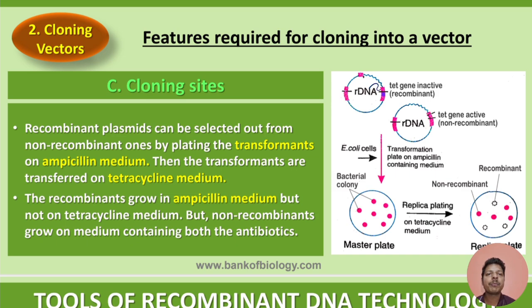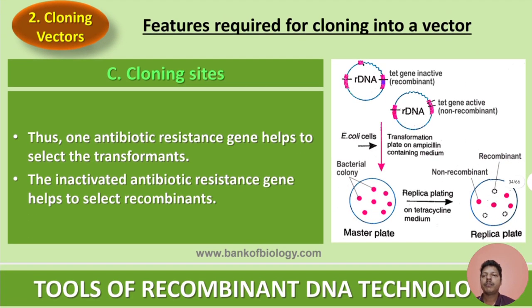Here you can see in this diagram, it is the recombinant DNA, tetracycline gene inactive, and here the tetracycline gene is active. It is non-recombinant. E. coli cells, we plate the transformation on ampicillin-containing medium. Bacterial colonies are formed, it is the master plate, and replica plating on tetracycline medium. Here recombinant and non-recombinant are there. Thus one antibiotic resistance gene helps to select the transformant. The inactivated antibiotic resistance gene helps to select recombinant.